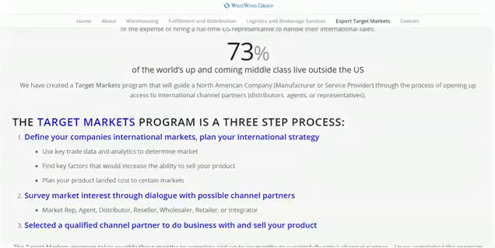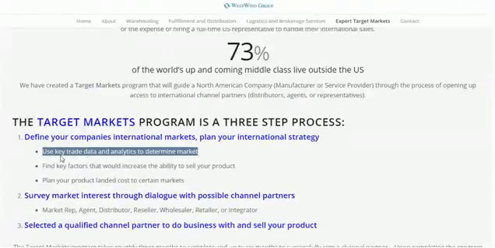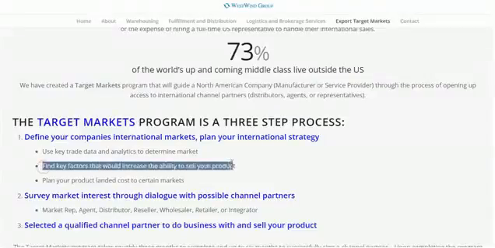This is part 3 of our discussion about exporting and finding target markets. Back to our target markets program from Westwind Group, we're still on step number 1, using key trade data and analytics to determine market potential. Then we're going to talk a little bit about key factors that would increase the ability to sell your product. So what we did is we went through our same discussion with the beer exports.